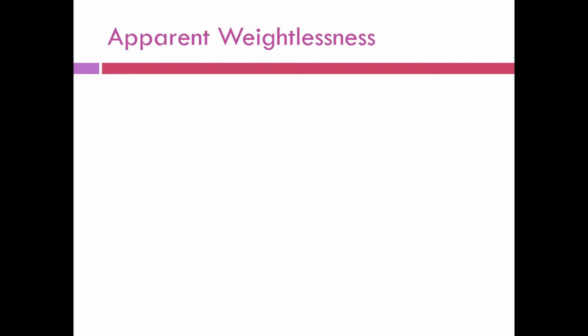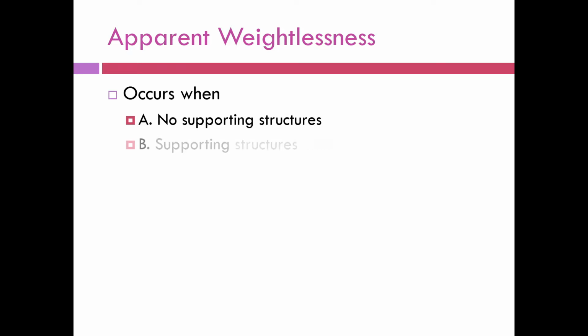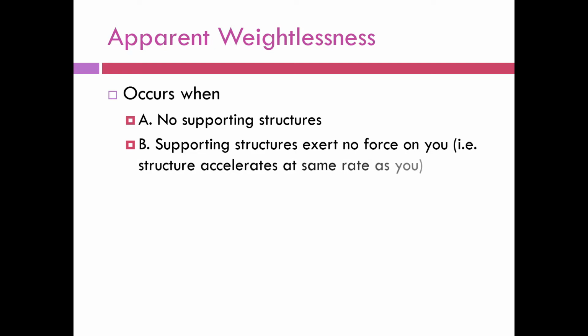So apparent weightlessness can occur in two basic situations. One, there are no supporting structures around you, so there's nothing exerting a force on you outside of gravity. Or the second situation is whatever your supporting structure isn't exerting a force on you. There's no normal force. So this is a case of no normal force.